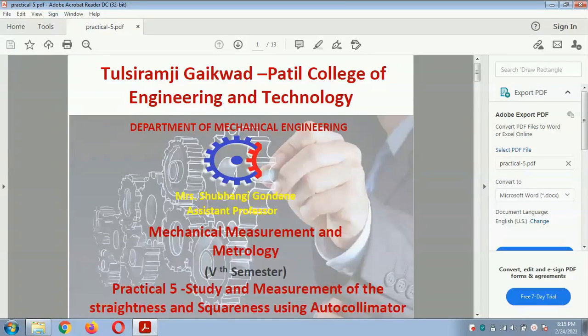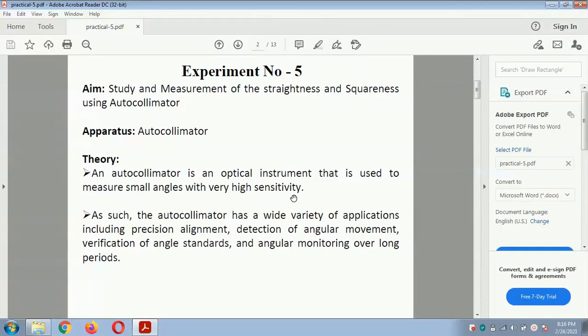Today we study practical 5. The name of practical 5 is study and measurement of the straightness and squareness using an autocollimator. In theory class we discussed the principal parameters of the autocollimator. The aim is the study and measurement of the straightness and squareness using the autocollimator. The apparatus for this practical is the autocollimator.